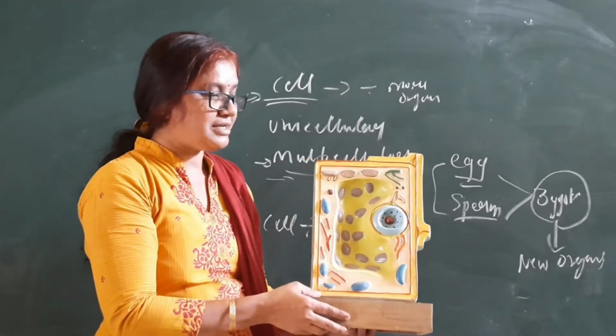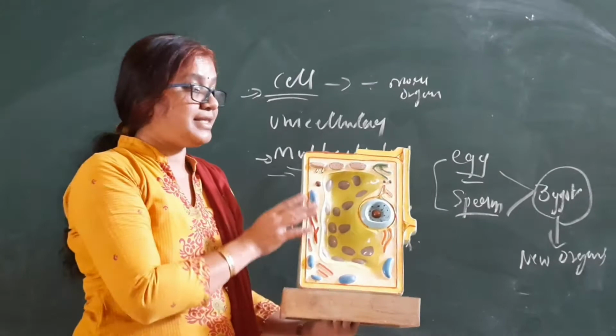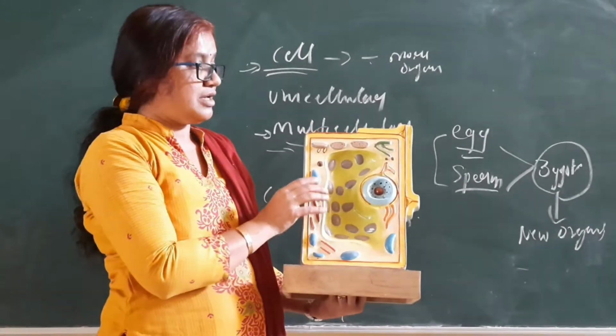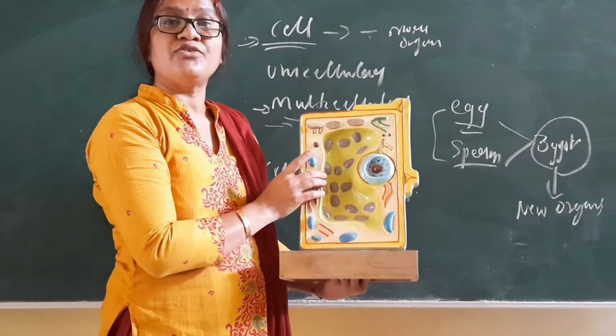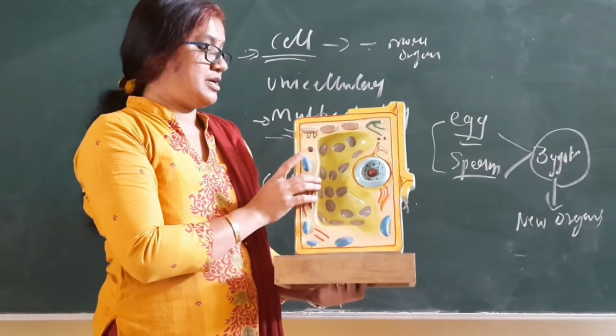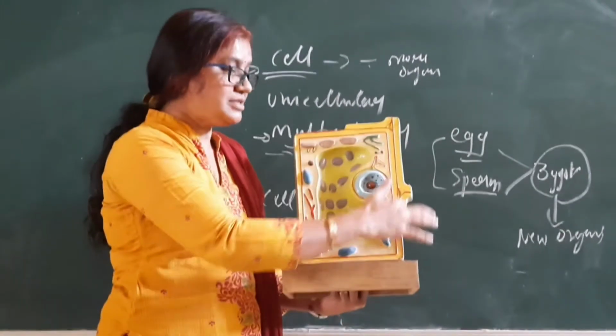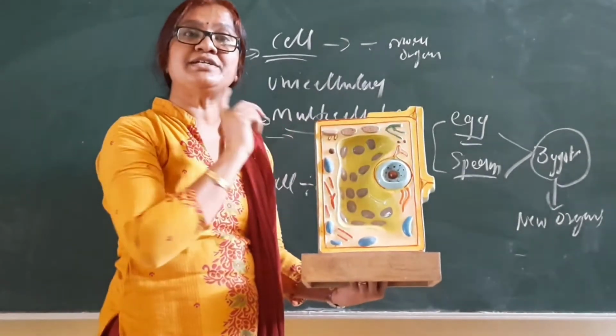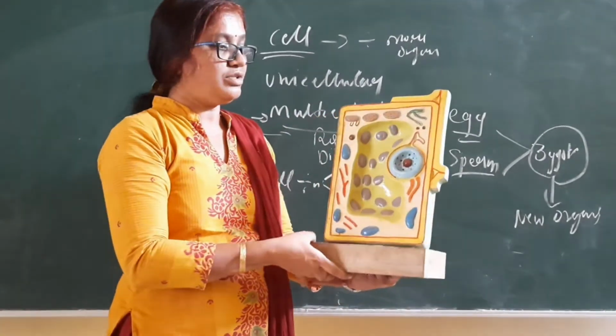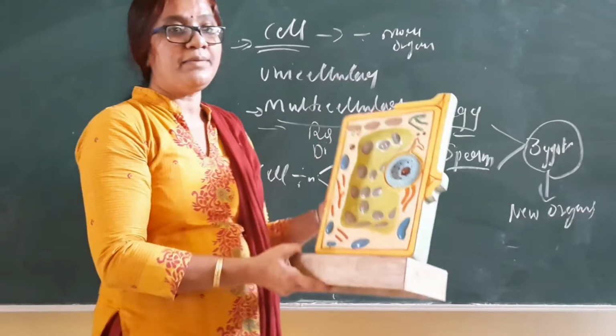What is the specialty of the plant cell? They have chloroplast for photosynthesis. And this chloroplast is absent in the animal cell. The cell wall is also absent in the animal cell. So this is about the structure of the plant cell.